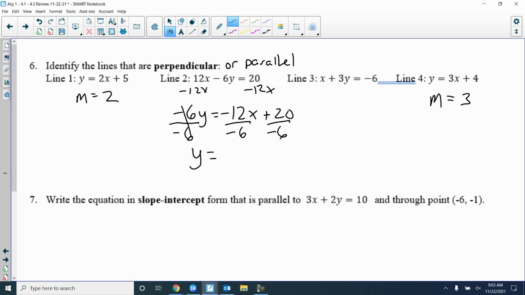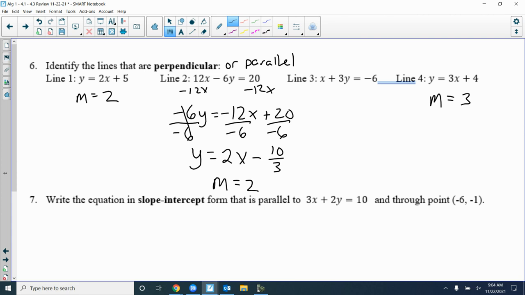What's negative 12 divided by negative 6, guys? 2. And then reduce that, what would that be? 10 thirds. This isn't as big a deal right now, but this is one case where the y-intercept can be written as a decimal if needed. But we're only concerned about the x. So what's my slope here, guys? Slope is 2. These two are going to be parallel. I know that right now.